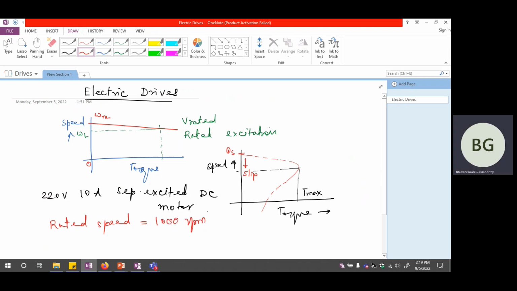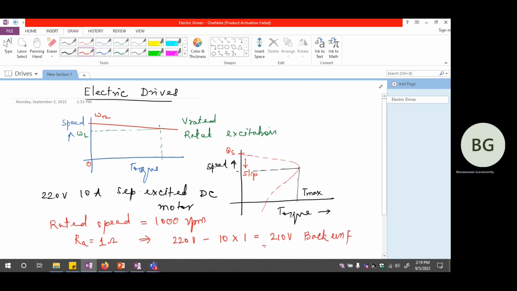And let us say its armature resistance is something like 1 ohm. So I'm going to have essentially 220 volts minus 10 ampere multiplied by 1 ohm. This is going to be 210 volts. This is going to be the back EMF, what is available with the motor, right?